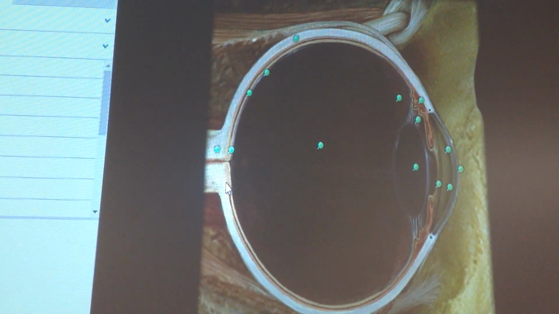What are these two structures here? Let's see. There's the optic disc. So that's the blind spot. And of course, that's the optic nerve. And there we have it.